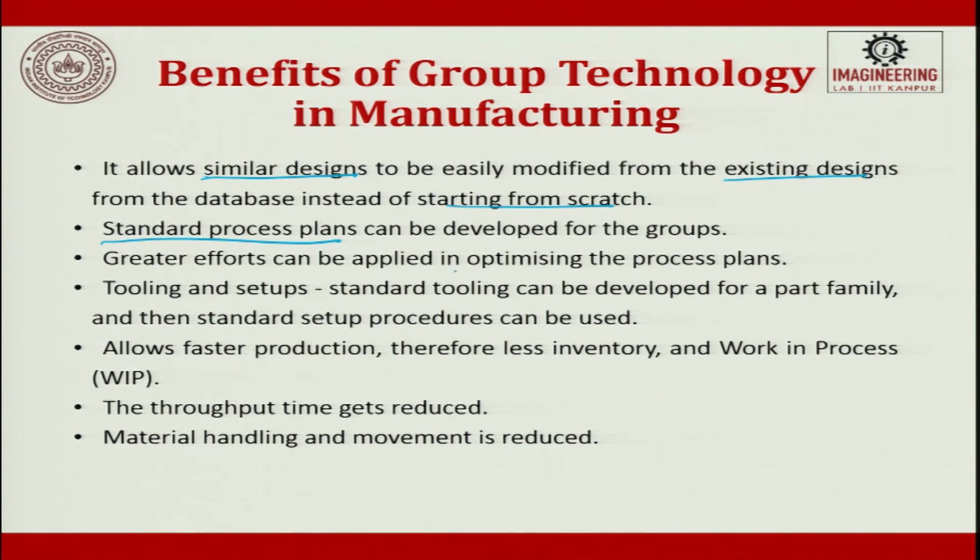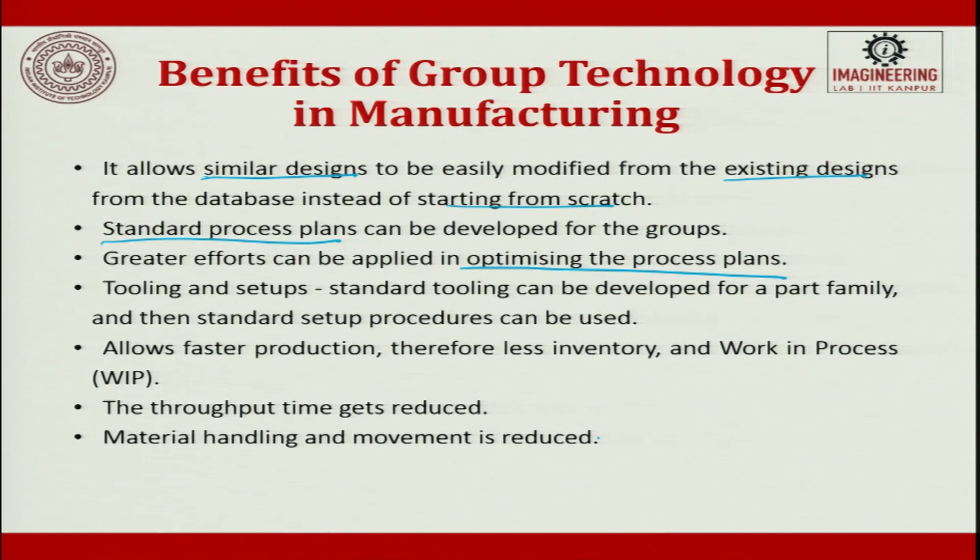Then great efforts can be applied in optimizing the process plan. Optimizing the process plan is very important because you can now quickly take stock of what raw material is required, what the shape of the raw material is, what tools are required and what the dimensions of the tools are. So, the process plan can be optimized. Then tooling and setups: standard tools can be developed, which allows faster production, therefore lesser inventory and work in progress. The throughput time can be reduced to a large extent. Material handling and movement is also reduced.